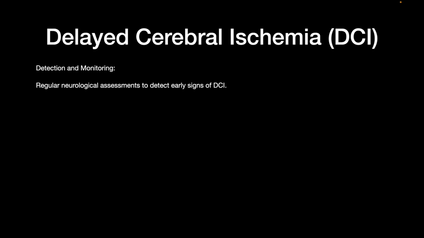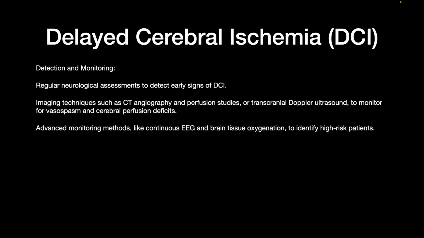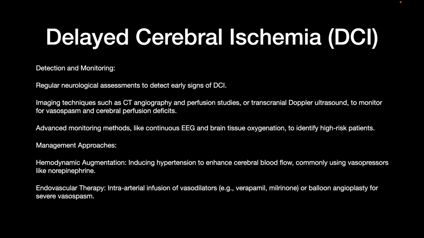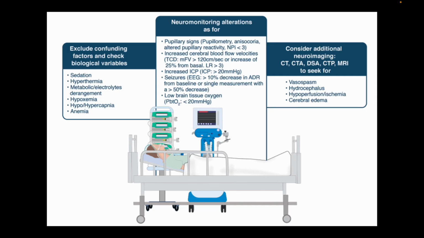Detecting and monitoring: how do we know that this has actually happened? Regular neurological assessment is crucial. Imaging techniques like CT angio will help, as will transcranial Doppler; advanced monitoring methods like EEG and brain tissue oxygenation are crucial in these cases. So management approaches: hemodynamic augmentation, induced hypertension to enhance cerebral blood flow, commonly using vasopressors like norepinephrine. Endovascular therapy: intra-arterial infusion of vasodilators and balloon angioplasty for severe vasospasm. Additionally, exploration of anti-inflammatory strategies and other non-interventional approaches is a matter of ongoing research.